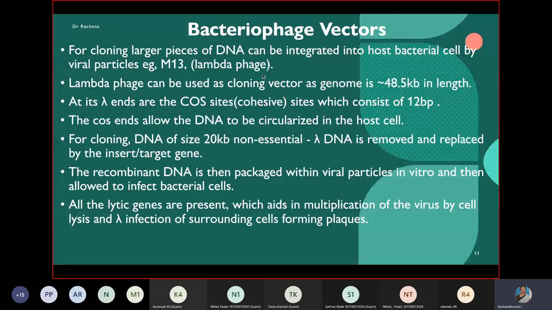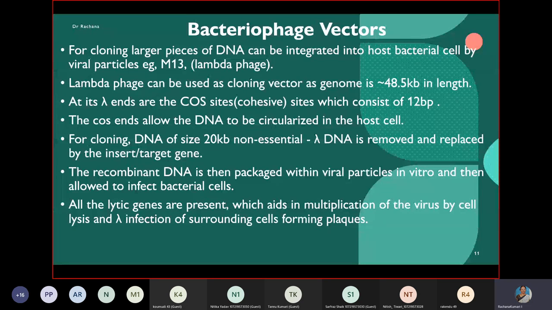In this case, the bacteriophage vectors, how are we going to exploit them? I remember that we discussed this slide, how these phages undergo two pathways, one called the lytic pathway and the other called the lysogenic pathway. As our objective is to produce multiple copies of the target gene, we do not require the lysogenic pathway, we require the lytic pathway.